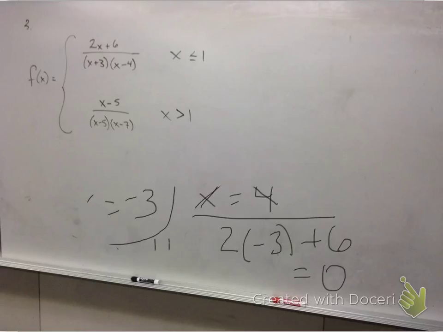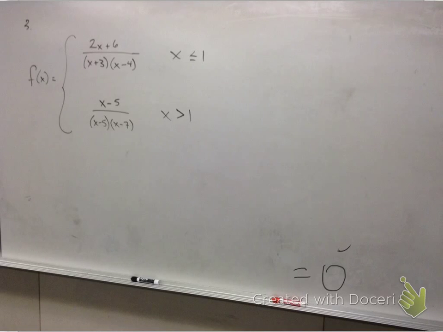And now we're going to do the second piece of this piecewise defined function. We're going to look at the denominator of x minus 5 and x minus 7. Again, setting each of those equal to 0. We're setting the whole denominator equal to 0, but by the zero product property, that tells us that either x equals 5 or that x equals 7.